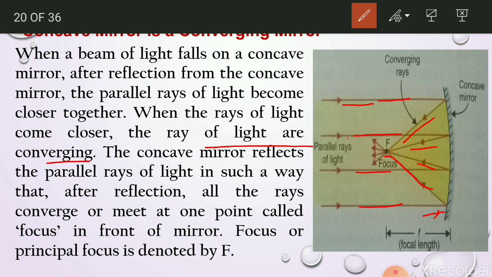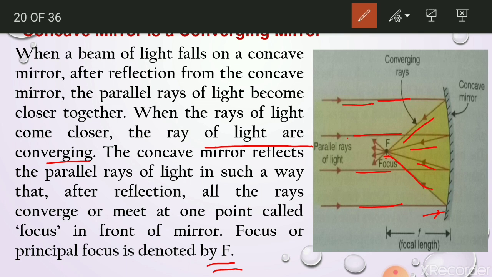If after reflection from the surface of the mirror the parallel beam of light meets at one point, that point is called the focus of the mirror. It means the point where all reflected rays meet is called the focus of the mirror. It is also called the principal focus and it is denoted by the letter F. So we can say that the focus of a concave mirror is real.